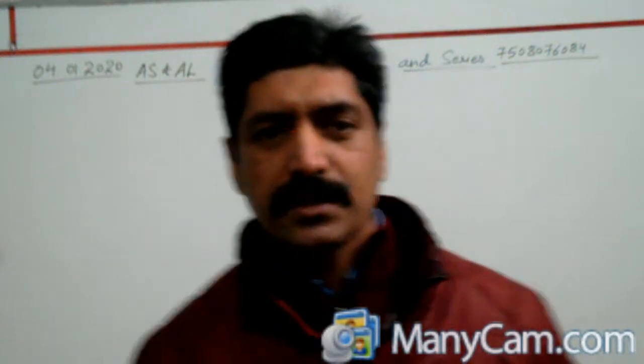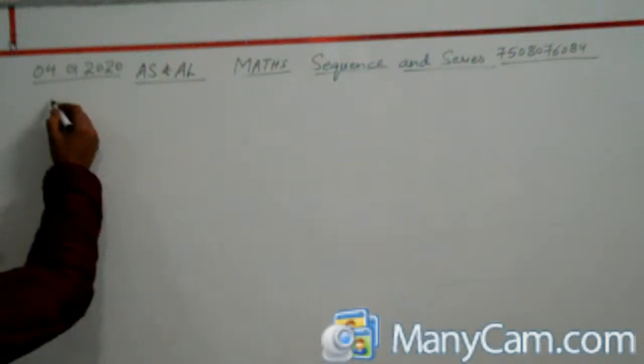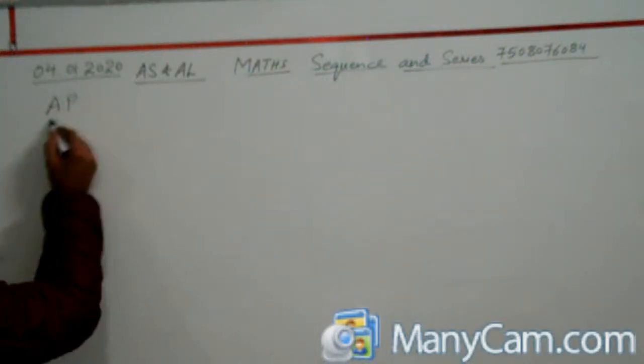So we are doing the chapter sequences and series, and in sequences and series we have learned what a sequence is, and when we are adding all these numbers, it changes to a series. So we have discussed arithmetic progressions. AP we have discussed, right?